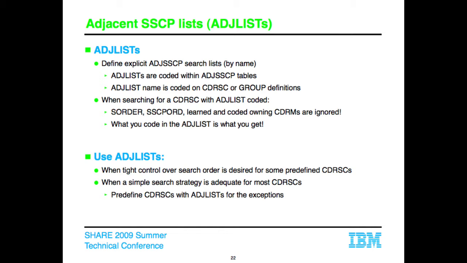Customers tend to use these when a generic search strategy is adequate for most resources, but you've got a couple of them that are problems, and for those problems, you define a very specific search list for just those, give it a name, predefine a CDRSC with that ADJList name on them, and now whenever we search for those resources, we use a very, very particular list.